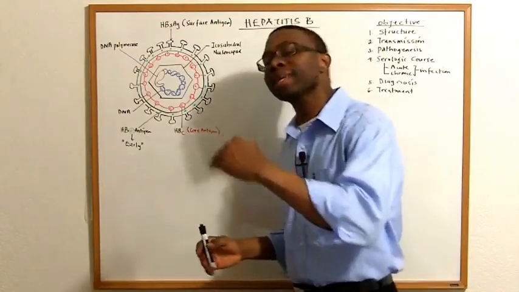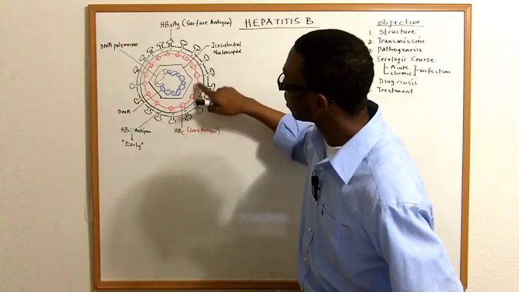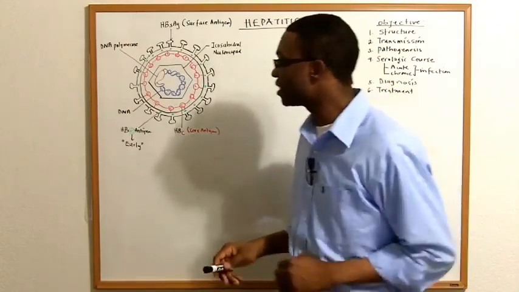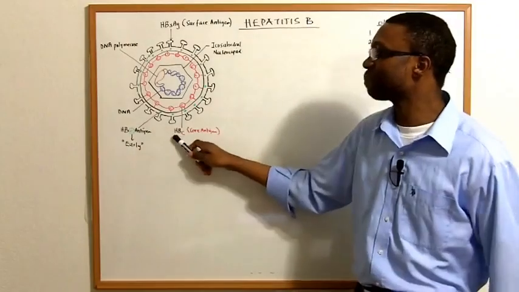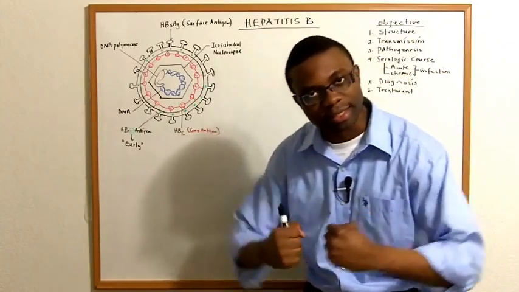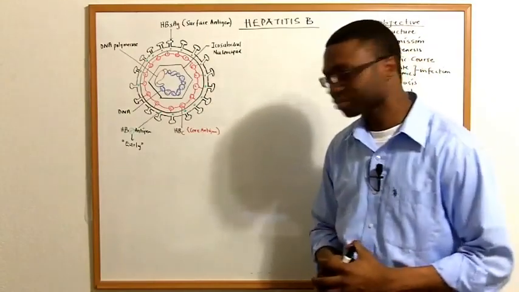Then we move a little bit inside the virus, and we meet this guy that looks like they're in a chain. I drew them out as C. C will stand for what? The hepatitis B core antigen. That's the guy that's inside the virus. That's called the core antigen.